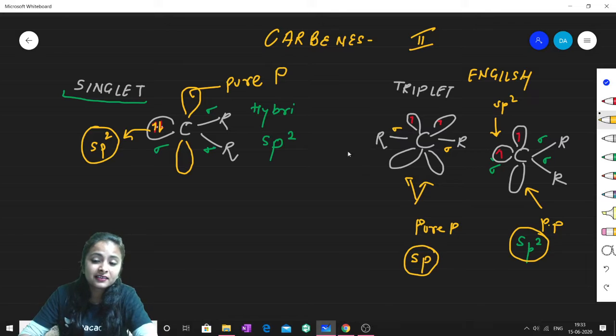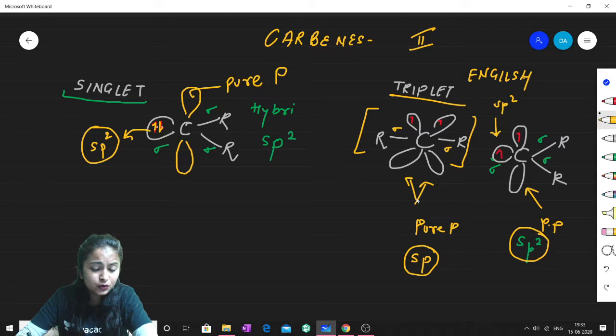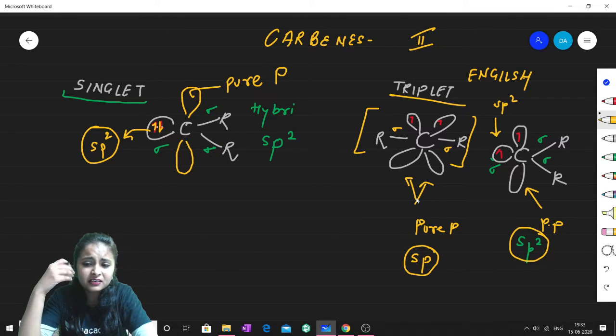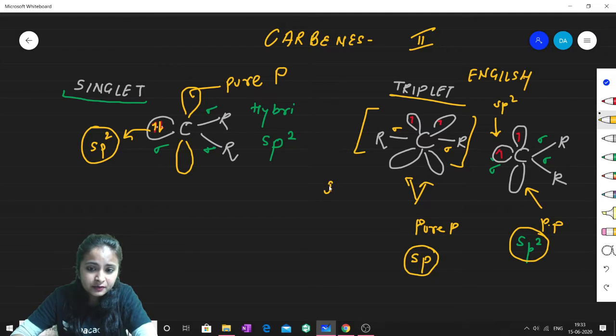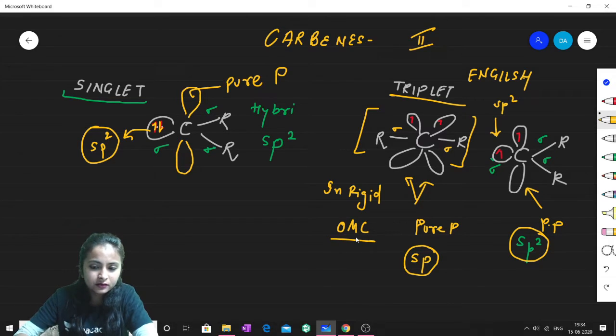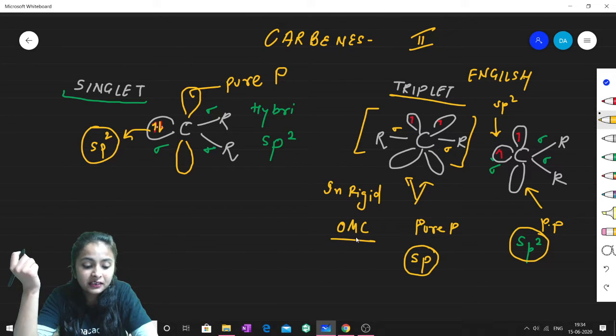Now, this particular triplet carbene is basically found in rigid systems. Which type of rigid systems? We'll deal with these in organometallic compounds. So let us just ignore this type of hybridization for a while.